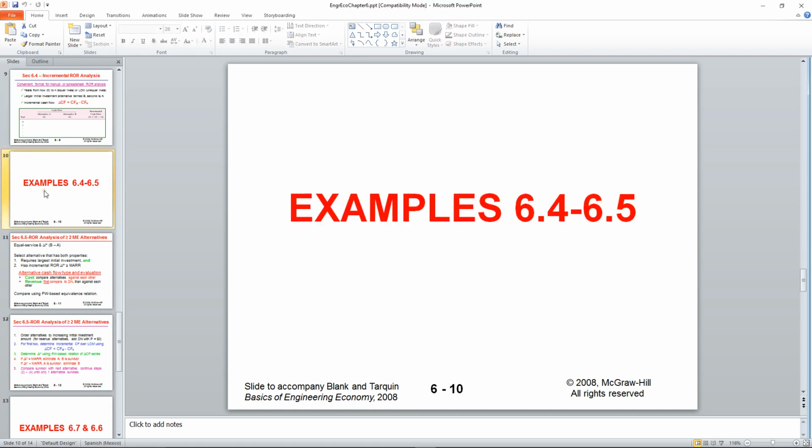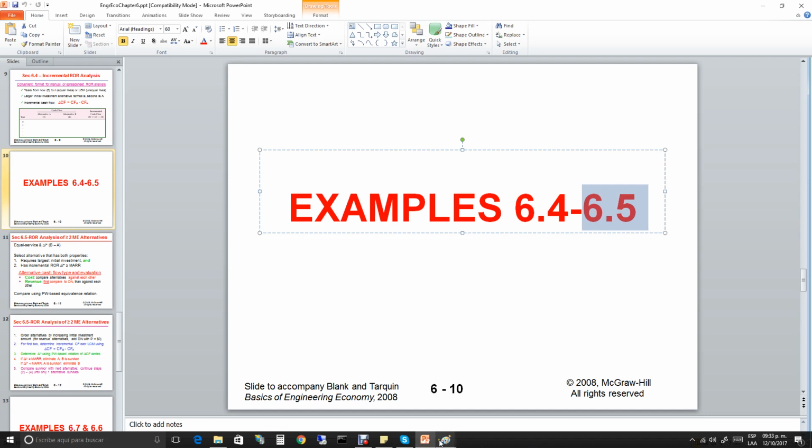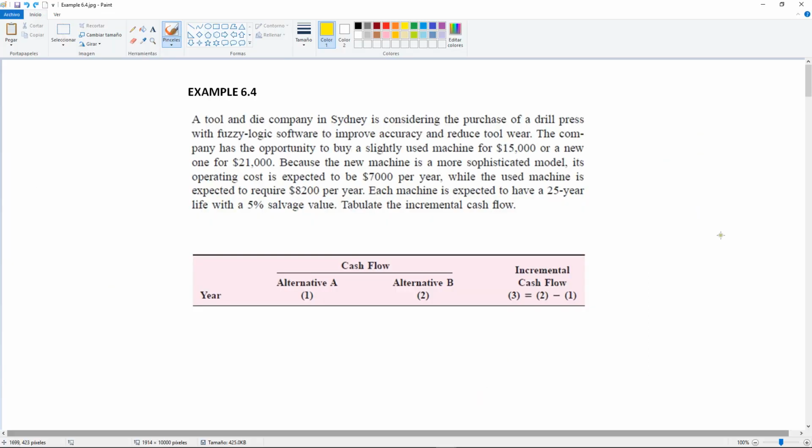Now let's take a look at example 6.4 and 6.5. One of them has equal lives, and for the other one, 6.5, we're going to be using LCM. So 6.4. A tool and die company in Sydney is considering the purchase of a drill press with fuzzy logic software to improve accuracy and reduce tool wear.